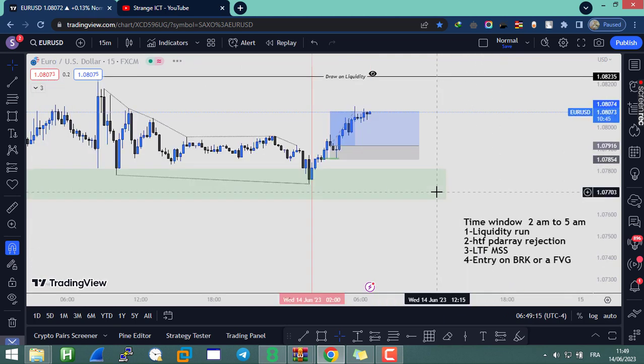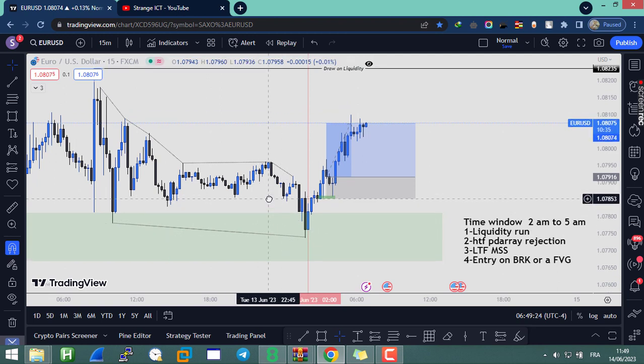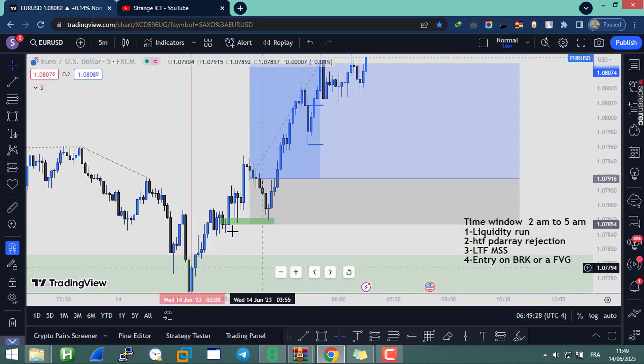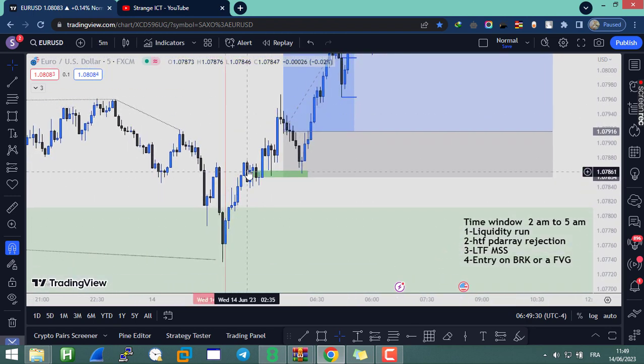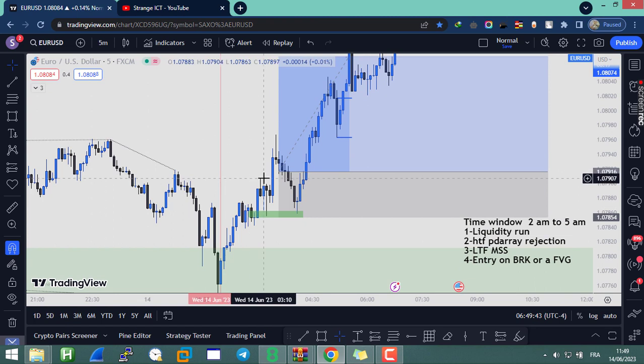Let's go again to the lower time frames. We have the liquidity run. Next thing, higher time frame PDRA. Then the third thing is you want to see a market structure shift on the lower time frames, and you can see here, first of all, we have this market structure shift right here, and I couldn't actually take this trade because I wasn't in front of the computer, so I waited. Then we have this market structure shift right here, taking this swing and this swing.